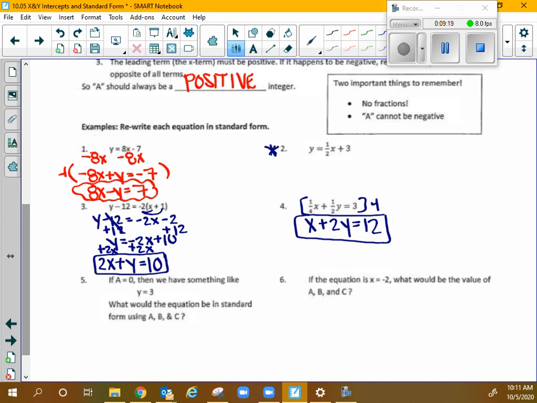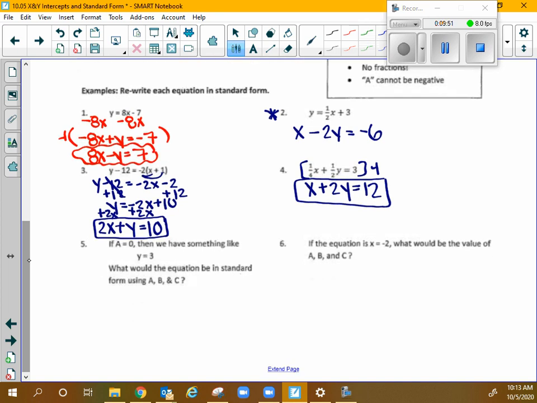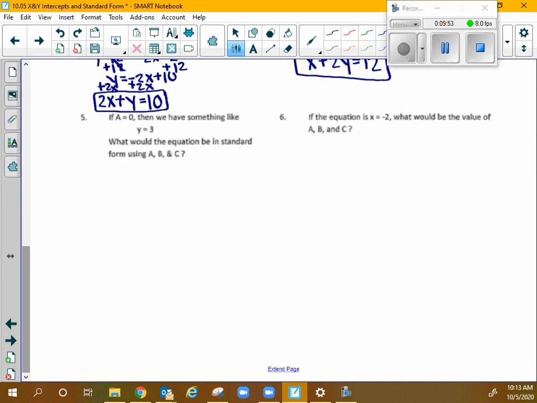Y'all do number 2. What y'all get? X minus 2y. Very good. Okay, you have to do multiple things. Multiply everything by 2. Subtract 2x. Or no, subtract x, sorry. Subtract x. Well, then that would have been negative, so you had to flip everything. Good. Okay, let's talk about 5 and 6 together.